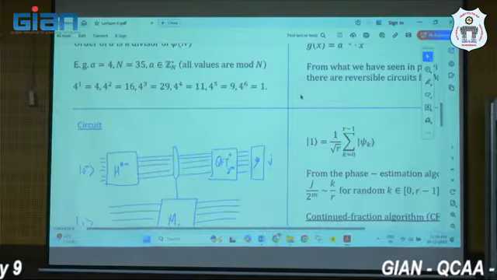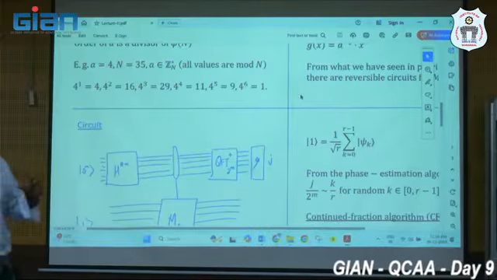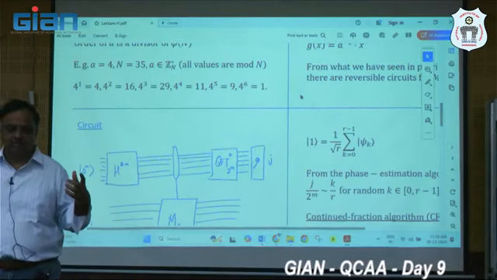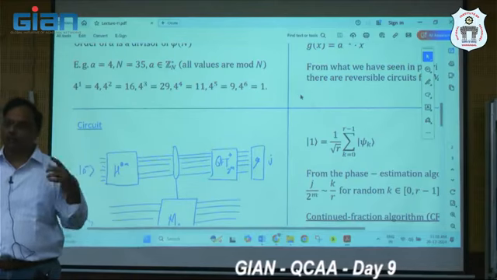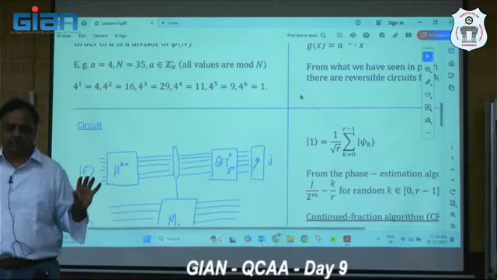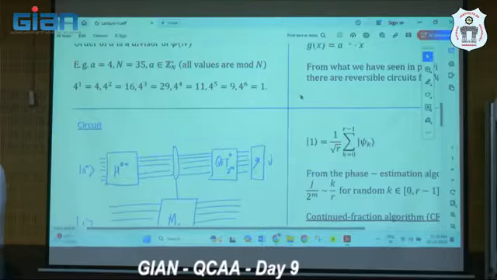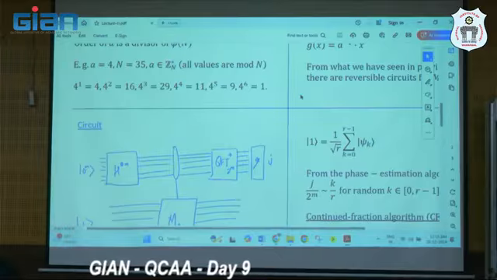Yes. Smallest power of 4 which becomes 1 when we are doing mod 35. Agreed? Good. 6.